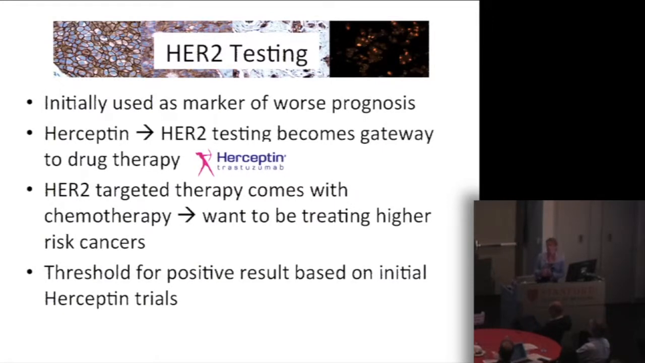And so you're wanting to treat the higher risk cancers. So your threshold may be different than the 1%, let's treat everybody, because we don't want to be over-treating the majority of breast cancers. The threshold for positive was based on initial Herceptin trials.